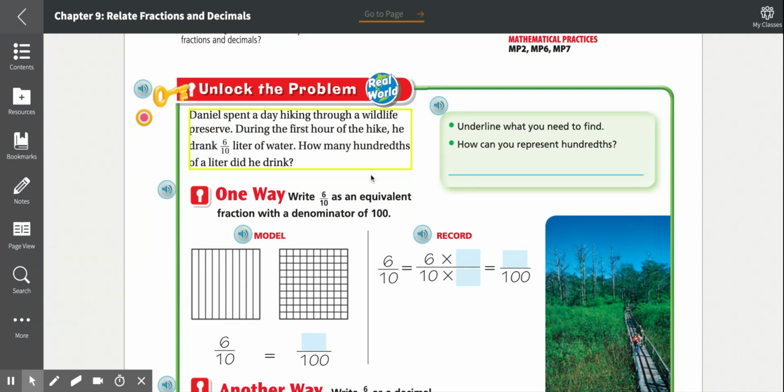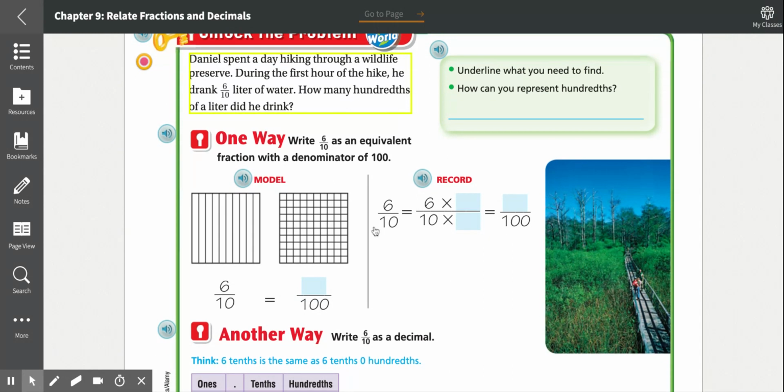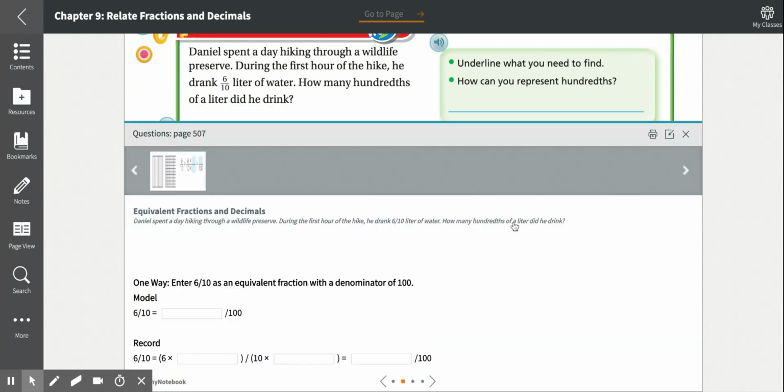Okay, so we have done this before. We converted fractions to find their equivalent fraction. So right now, one way is to write 6/10 as an equivalent fraction with a denominator of 100. So let's find the equivalent fraction of 6/10 with a denominator of 100.